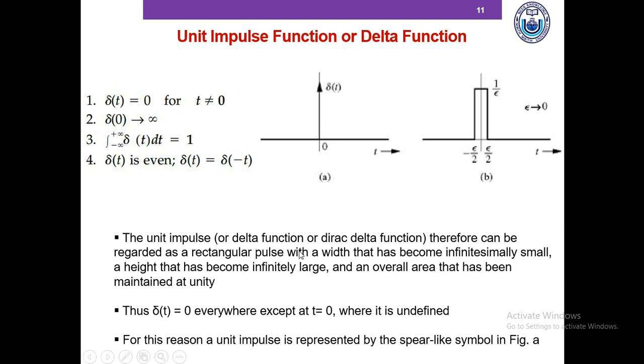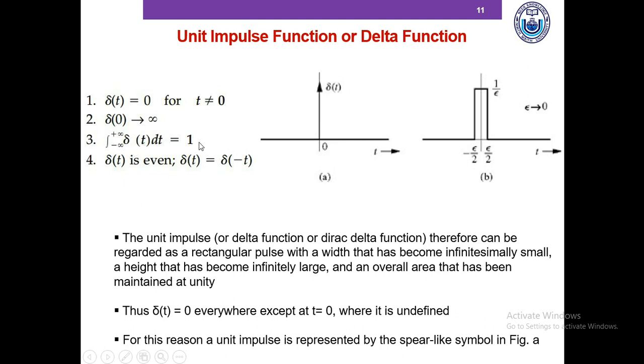So how then do we get an intuition of what this thing is? The unit impulse, or delta function, can be considered as a rectangular pulse, as shown in figure B, with a width that is infinitesimally small and a height that is infinitely large, such that the area under the curve is 1.